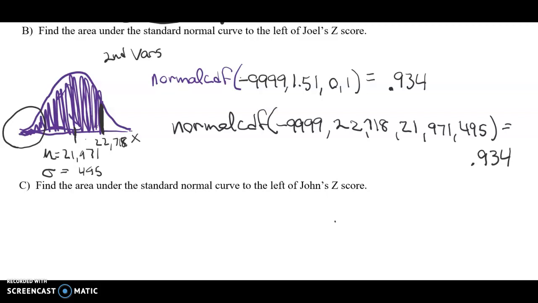Now what I'd like you to do is pause the video and go ahead and find the area under the normal curve for John's z-score. Pause the video, we'll meet up in a moment.